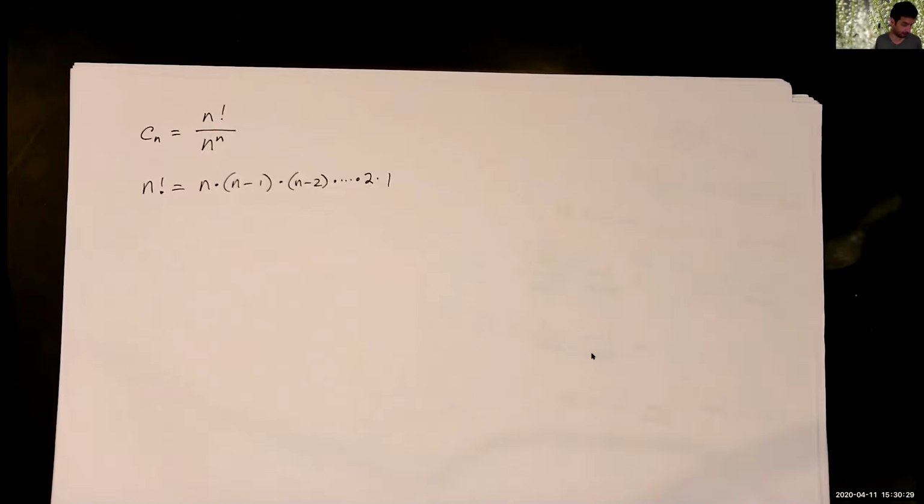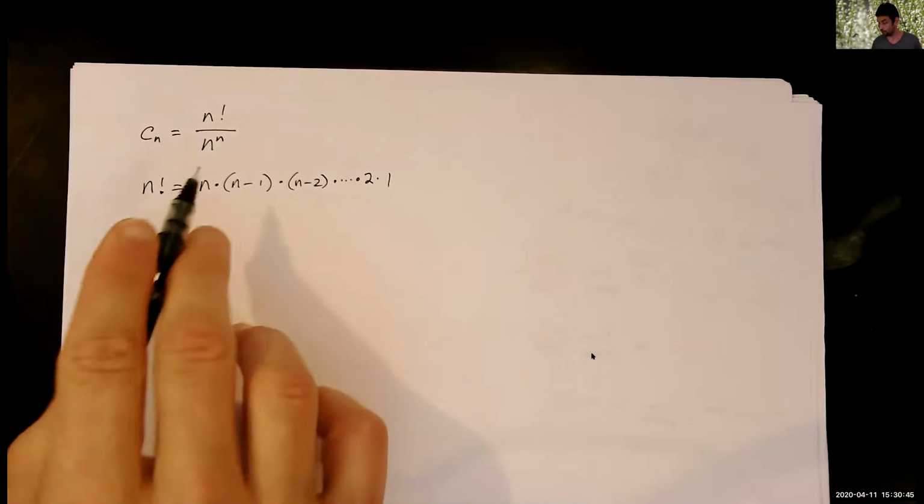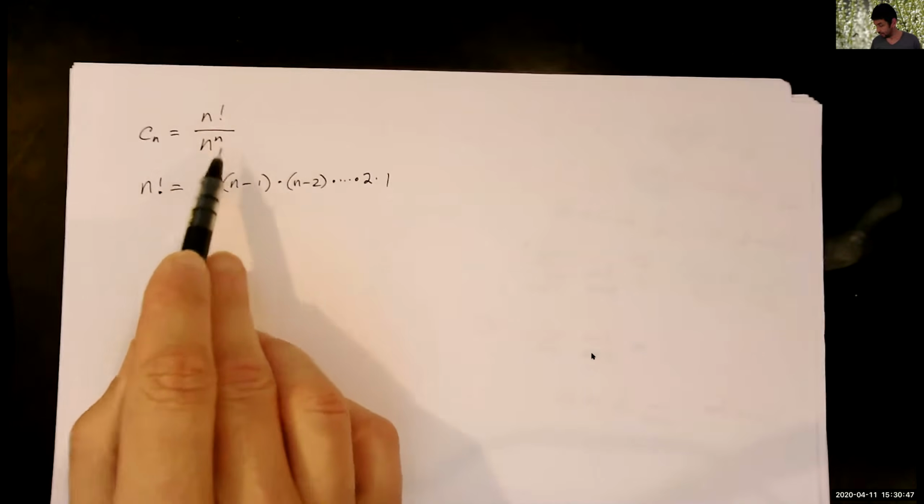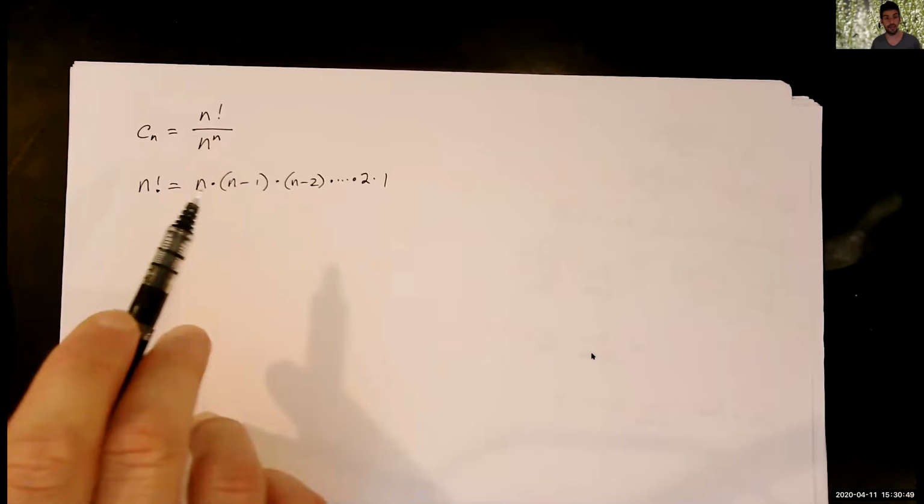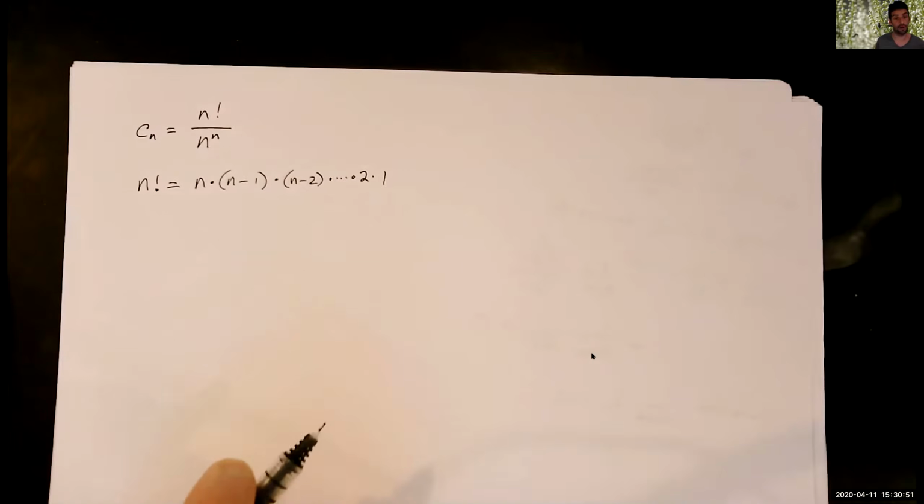And they can be tricky to deal with. They grow large very, very quickly, right? 4 factorial is 4 times 3 times 2 times 1, which is 24. 5 factorial is 120, right? 6 factorial is 720. So you can see how quickly they are growing. So then in the denominator, we have n to the nth power.